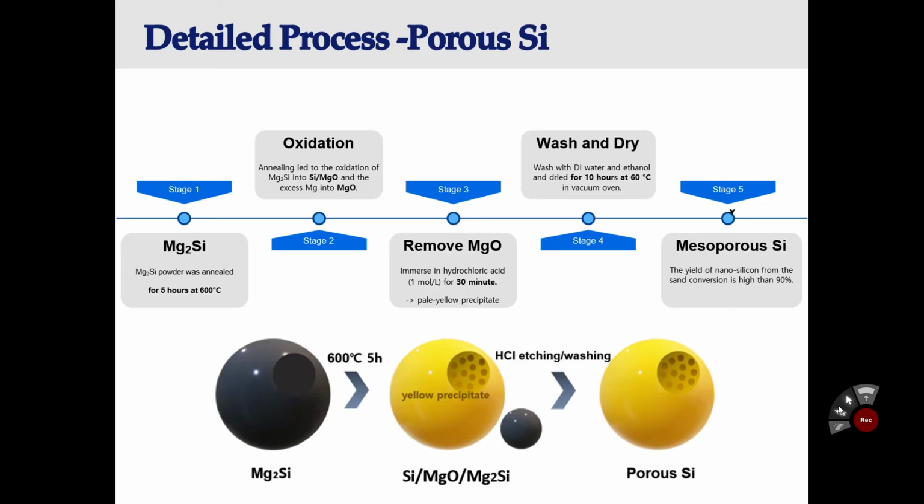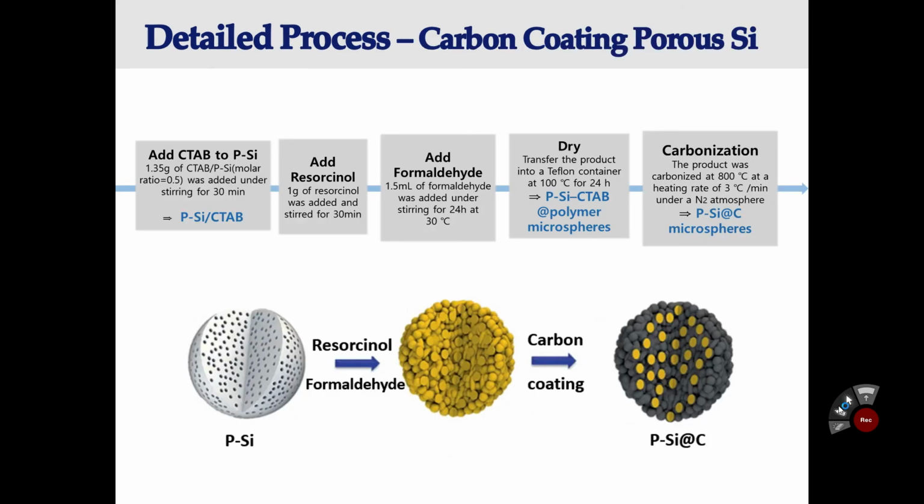According to the detailed experimental process of porosilicon, magnesium silicide was annealed, oxidized, and etched using hydrogen chloride. The final result is porosilicon. The detailed experimental process of carbon-coated porosilicon uses CTAB and pre-manufactured porosilicon. The polymer was formed through resorcinol and formaldehyde, and a carbon-coated structure was created through the process of carbonization.